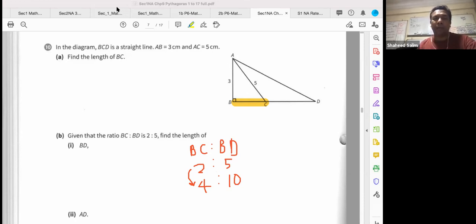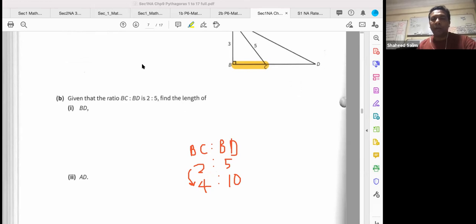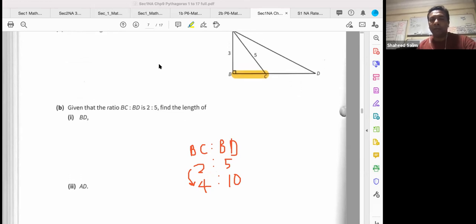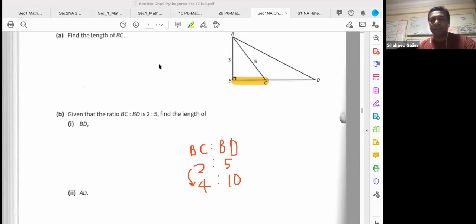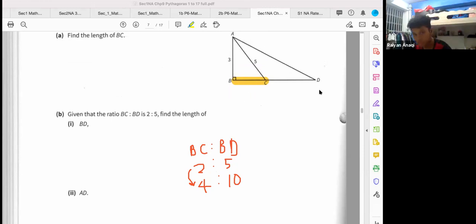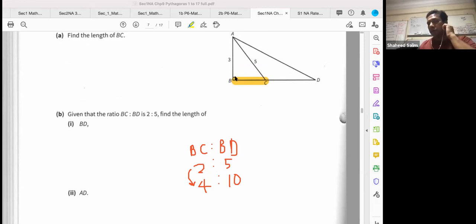Okay, so let's see whether you can do the rest. Find AD. Can you find AD? This is 4, correct? This whole thing is 10. Can you find AD? You use this big triangle. Don't ignore this one. You get this big triangle. You can use Pythagoras theorem.